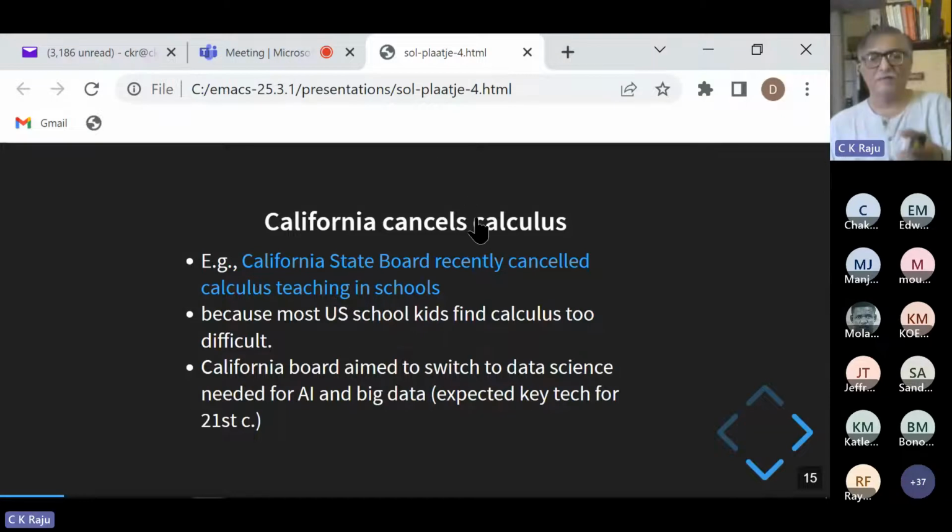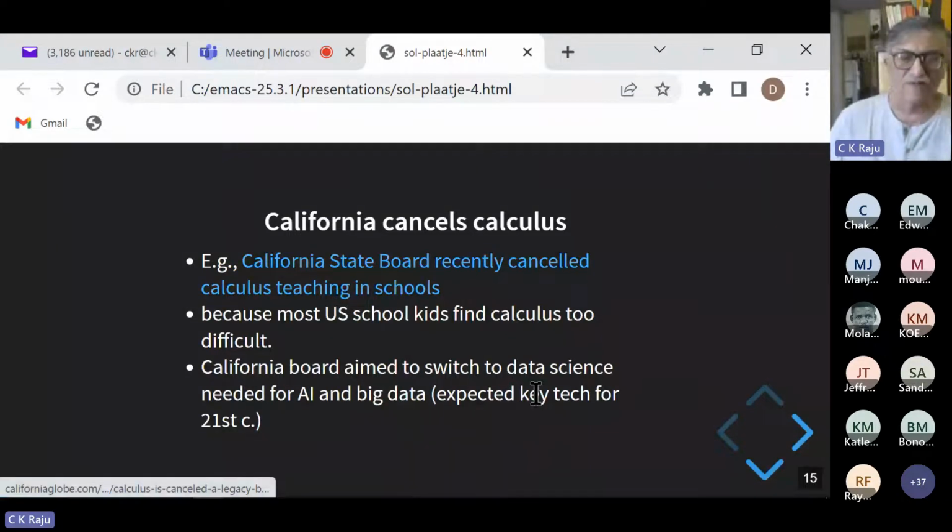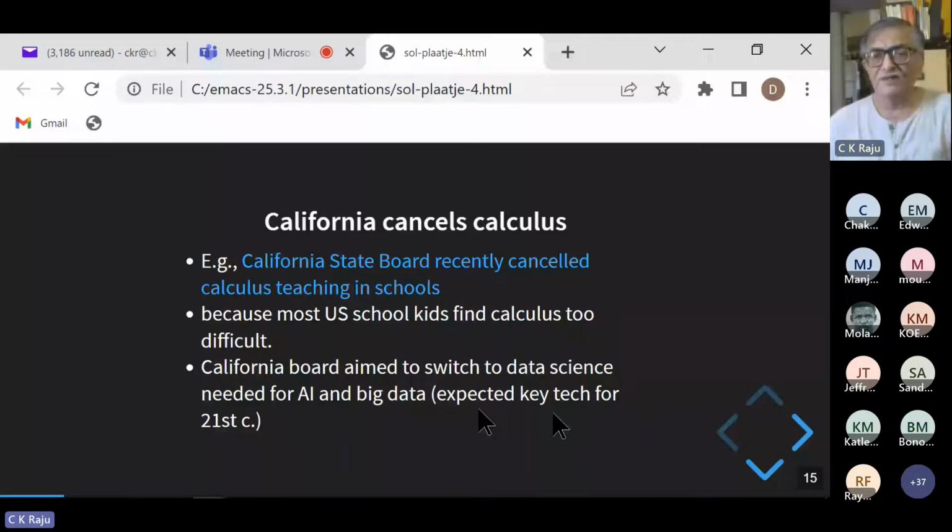And it aimed to switch. I'm not giving you the link; I can't go through all of them, I'll just skim. They said we want to do data science because that is needed for AI and big data, and that is expected to be the key technology for the 21st century.